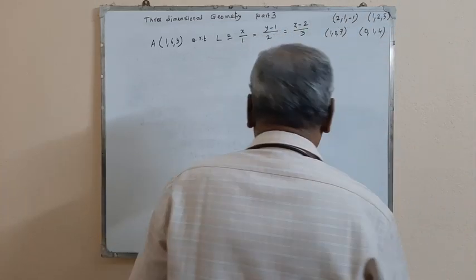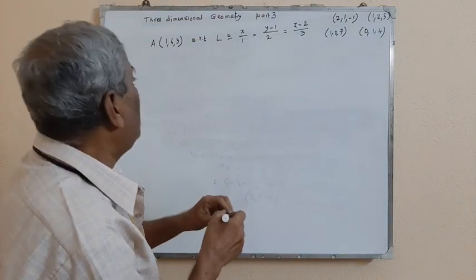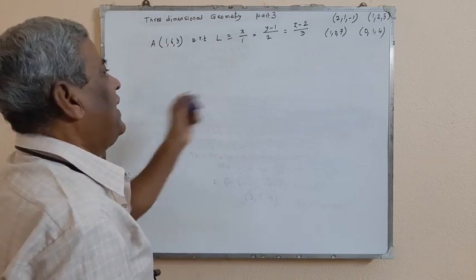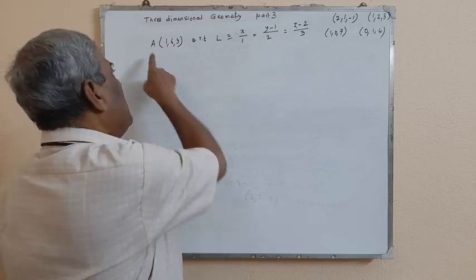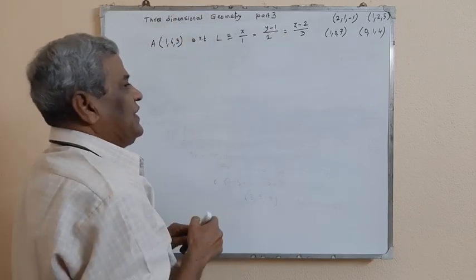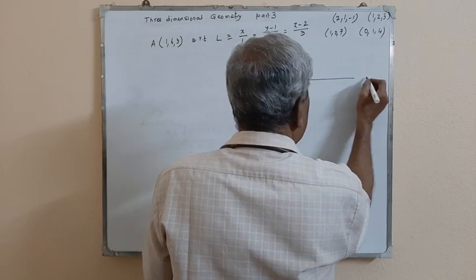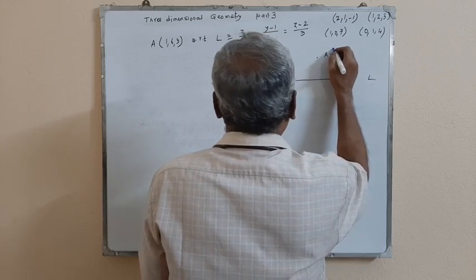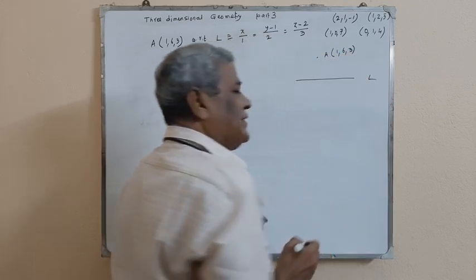Now let us see what is the problem and how to solve it. The actual problem is that one point A (1, 6, 3) is given and one straight line is given in 3D. We have to find the image point of that given point A with respect to that straight line. So suppose this is the line L and the given point A (1, 6, 3) is that. We have to find its image point.